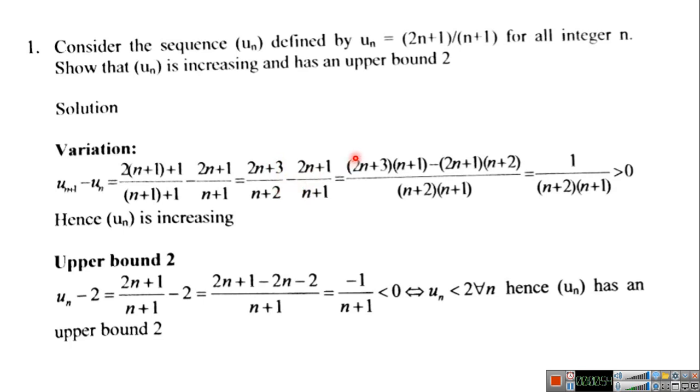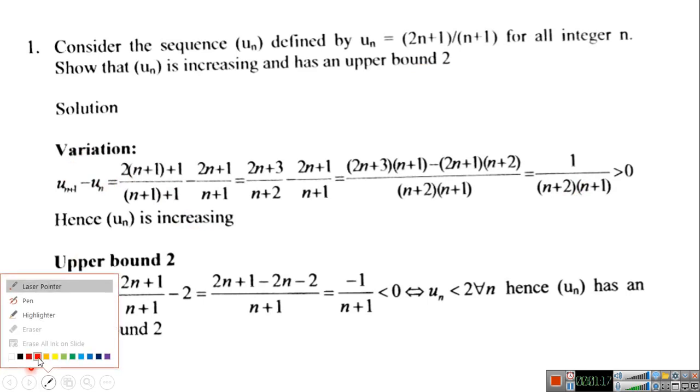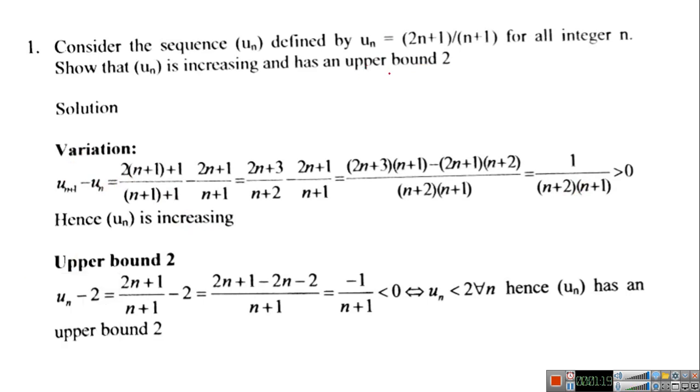Same denominator, simple calculation, you're going to get 1 over n plus 2 over n plus 1. Because n is a positive integer, always bigger or equal to 0, positive over positive is positive for all n. Hence un is an increasing sequence. I want to show it has an upper bound too. What does upper bound mean? It means all the terms of the sequence are less than or equal to 2.